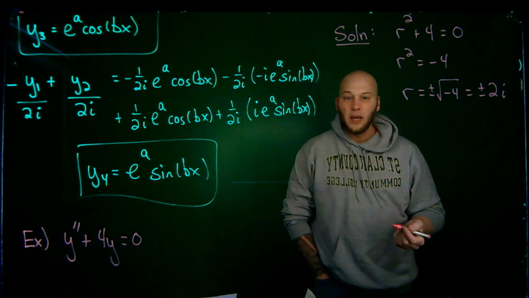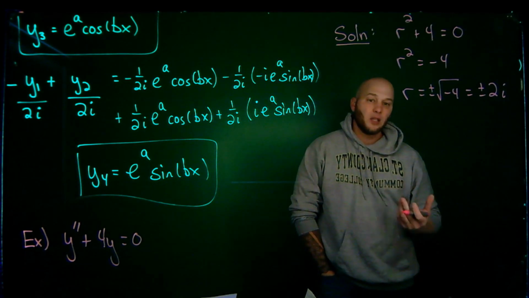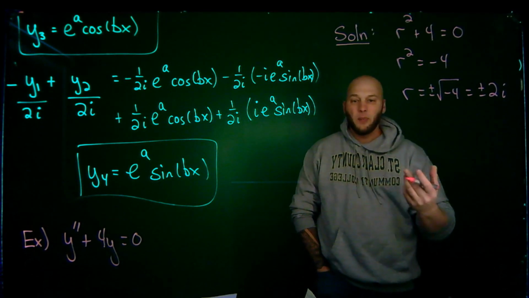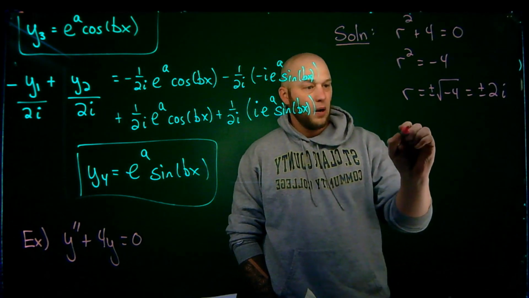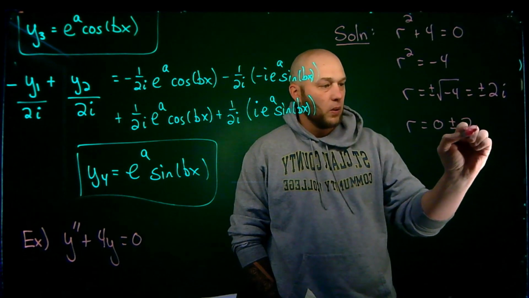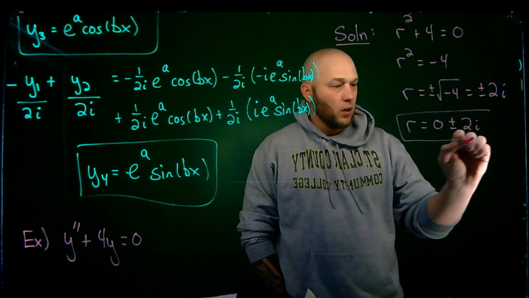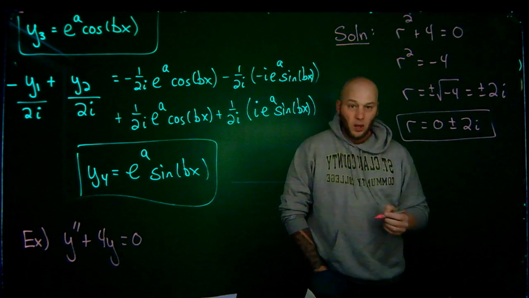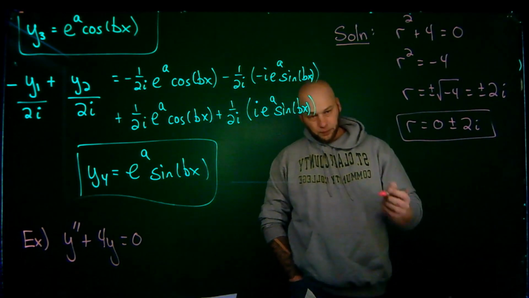And remember, at the beginning when I wrote the complex numbers, I did explicitly write them in the form a plus or minus bi. So let's do the same thing here. r is going to be 0 plus or minus 2i. These are the roots of the characteristic equation, which lead to my solutions.